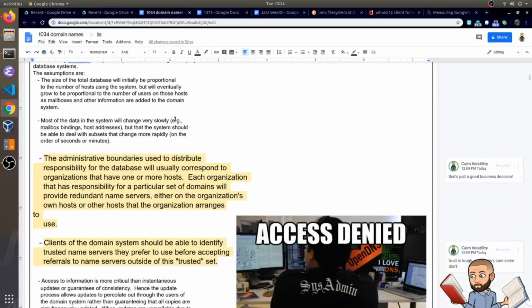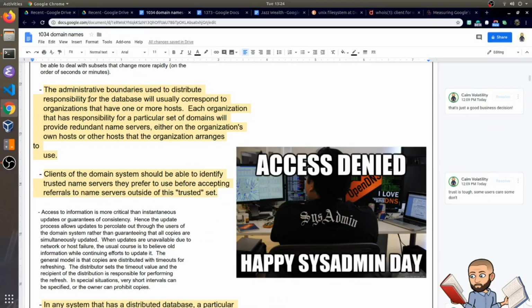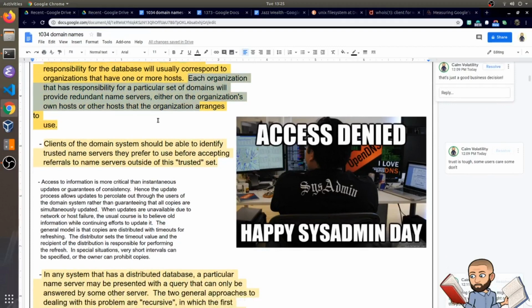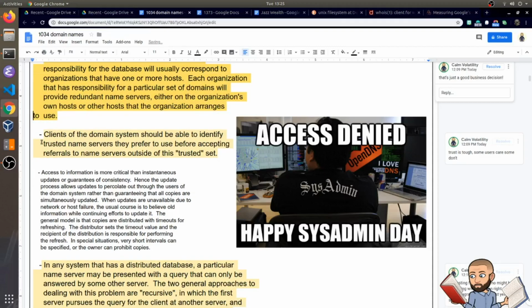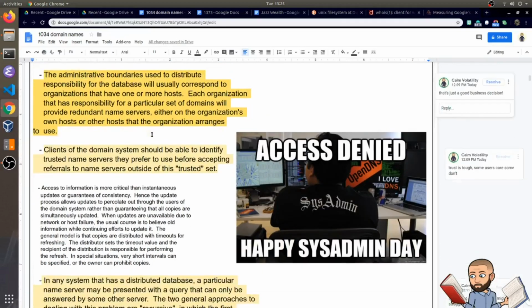So if we scroll down here a little bit, the next important thing to talk about is the administrative boundaries used to distribute responsibility for this DNS database will usually correspond to organizations that have one or more hosts. Each organization that has the responsibility for a particular set of domains will provide redundant name servers, either on the organization's own host or other hosts that the organization arranges to use. And this right here just makes good sense. If everybody behaves in this way, that's good for business. So I never heard of any problems with this little mandate here in the RFC.